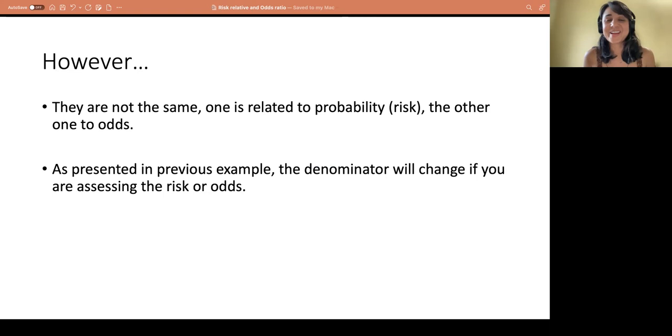As I already described, even though you can use the same word, risk, they are not the same. One, risk ratio, is related to probability, and the other one to odds. And as I explained before, the denominator will change. Even though the numerical value could be similar, you are not using the total population at risk in the denominator, so you should not use the term risk. Instead, you should use odds.